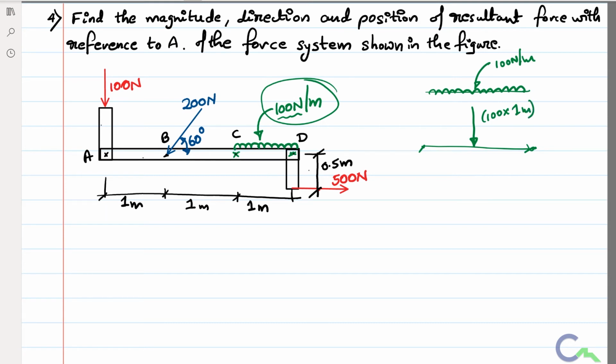So if I do that, I will get Newton per meter into meter, that is 100 Newton. Instead of applying 100 Newton per meter, I have to apply a point force of 100 Newton. The question is where it is acting. If the UDL is acting for a distance of 1 meter, at the center it is going to act. If it is 1 meter, from the left side at a distance of 0.5 meter, from the right side at a distance of 0.5 meter. So I will draw the free body diagram for this figure.